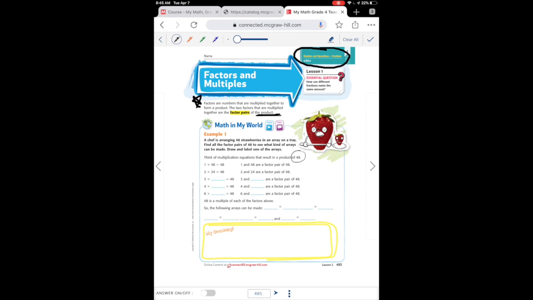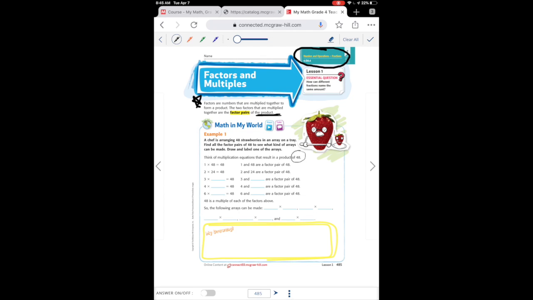Then it gave us 2 times 24 equals 48. 2 and 24 are a factor pair of 48. When you multiply 2 times 24, you get 48. Now it gave us 3 times a blank equals 48. So we need to figure out what number can you multiply by 3 to get 48.